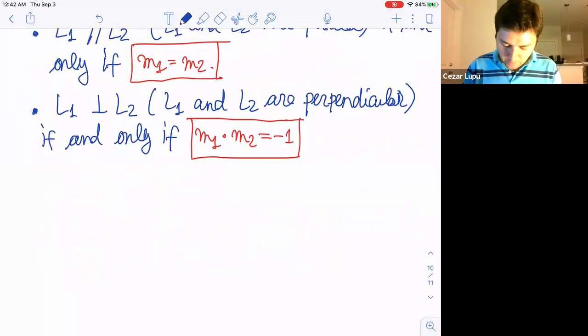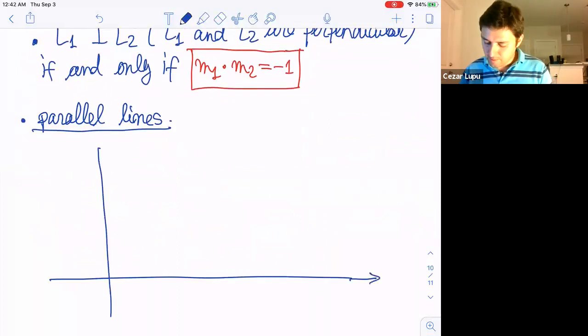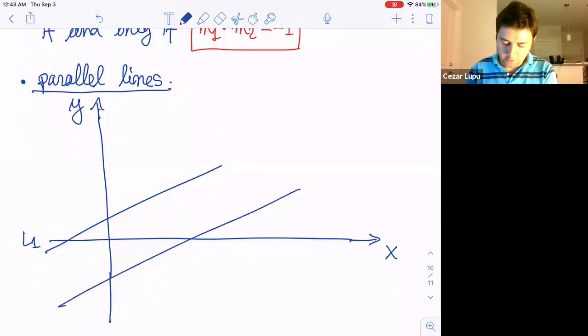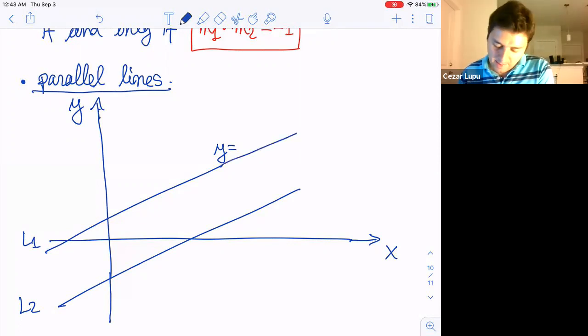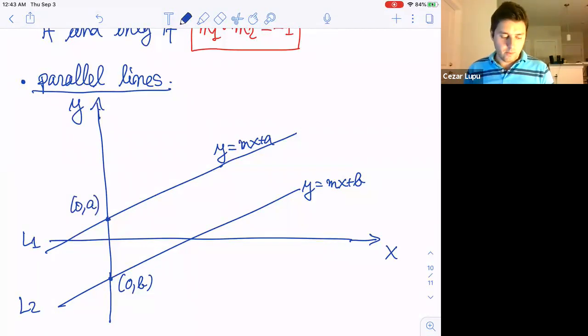Let me see how the picture will look for parallel lines. And again, let me draw it in this way. This is the X, Y axis. This will be line one, let's say. This is L1, and let me draw here L2. I hope they're parallel; that's my intention. This is the equation y = mx + a, and this is y = mx + b. Here is the point of intersection 0, b, and here is the point of intersection 0, a. As you can see, in this scenario the two slopes are equal, and the lines are parallel.